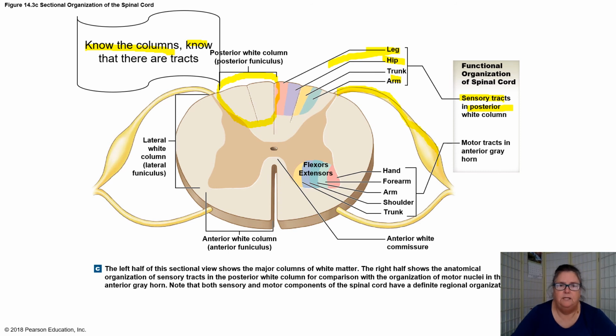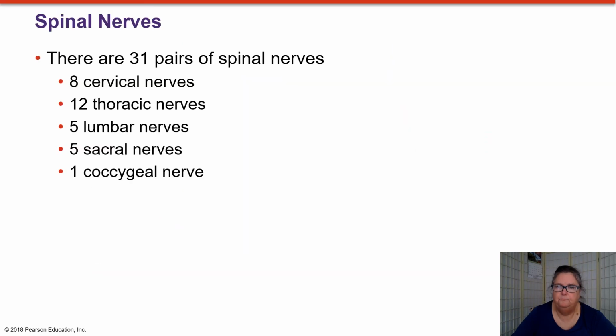Now we are in the anterior white column. Lateral white column. All right. Motor tracts are in the anterior gray horn. So they are coming down. So I want you to know that you know the columns, you can identify a column and know that the tracts are within the columns.